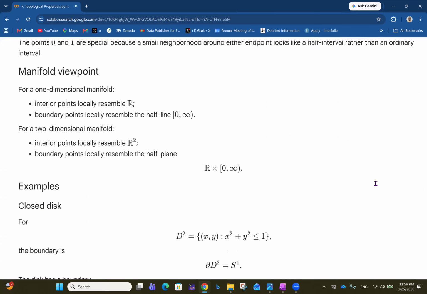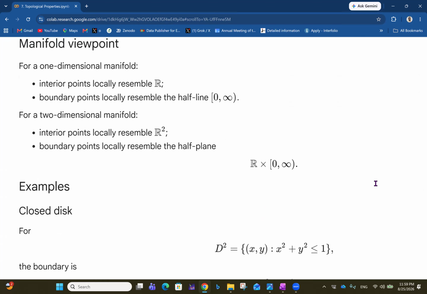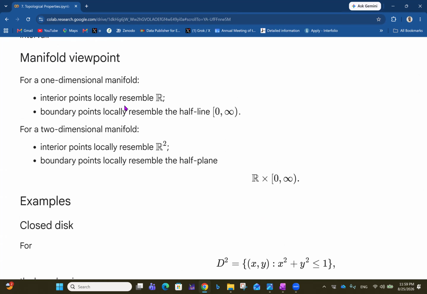From the manifold viewpoint, for a one-dimensional manifold, interior points locally resemble R. That's more like dealing with something on the real number line. Boundary points locally resemble the half line, 0 to infinity. For a two-dimensional manifold, interior points locally resemble R2, and boundary points locally resemble the half plane, R times 0 to infinity.